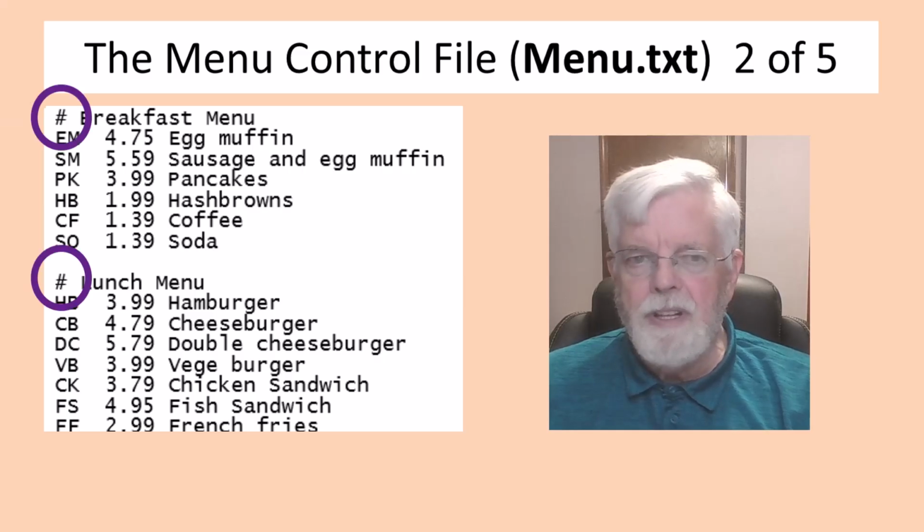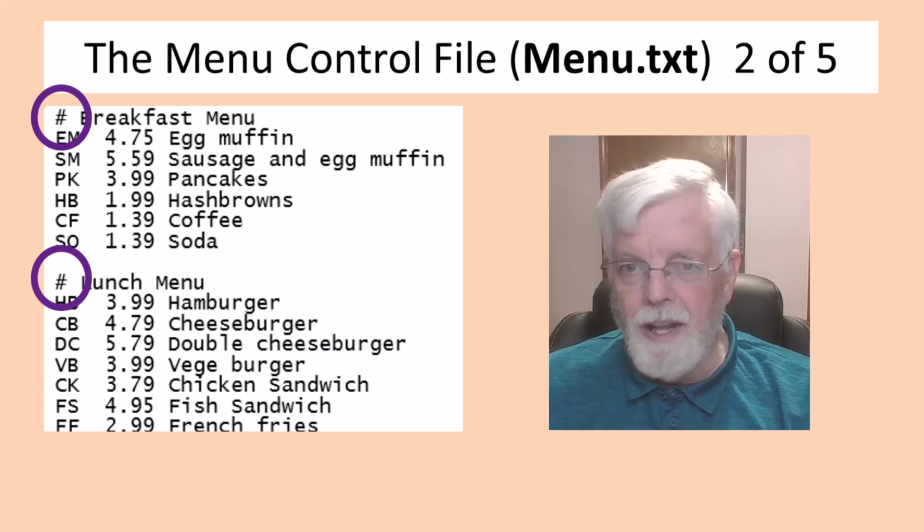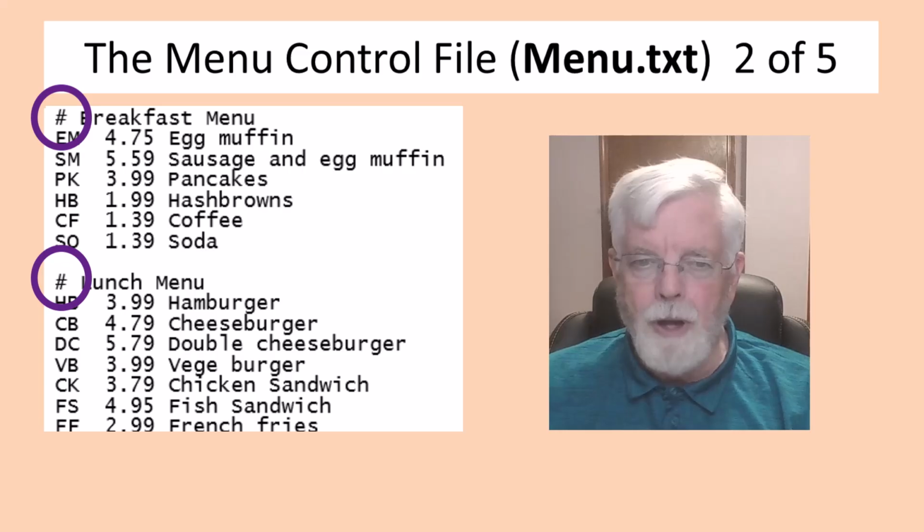To make it easy for the program to identify individual menus, a hash mark is placed as the first character for each menu name. When the program first starts, it should read the menu.txt file and let the user choose which menu to load by looking for lines that start with the hash mark.